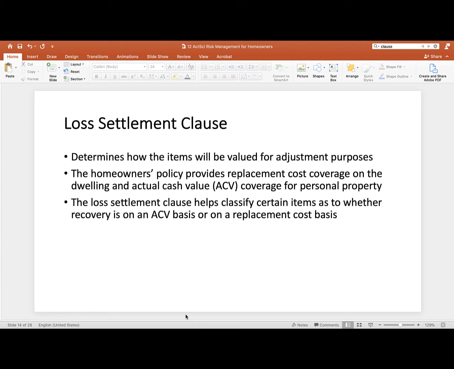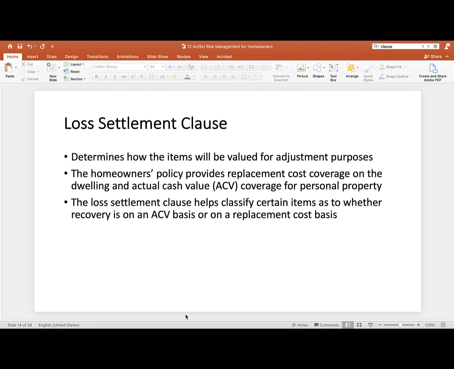So the loss settlement clause does help to classify items as to whether recovery is on an ACV, actual cash value basis, which is replacement cost minus depreciation, or on a replacement cost basis, where they just buy you something brand new. It states that personal property and structures that are not buildings shall be covered on an actual cash value basis. Typically it also specifies that certain other items are covered only on an actual cash value basis.